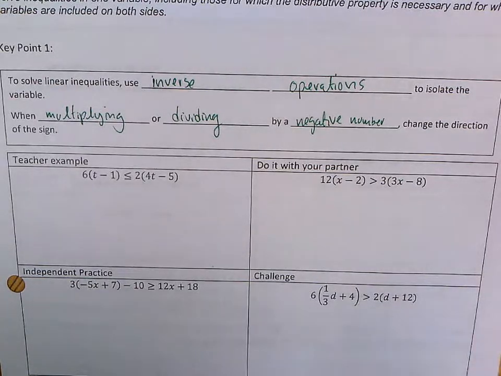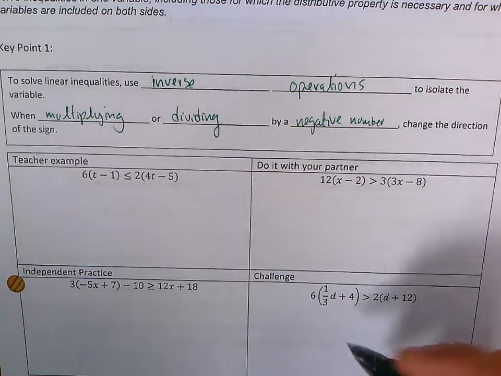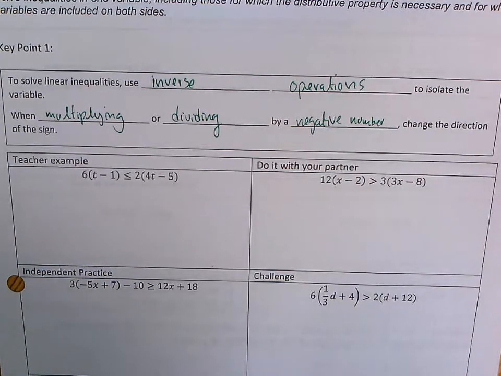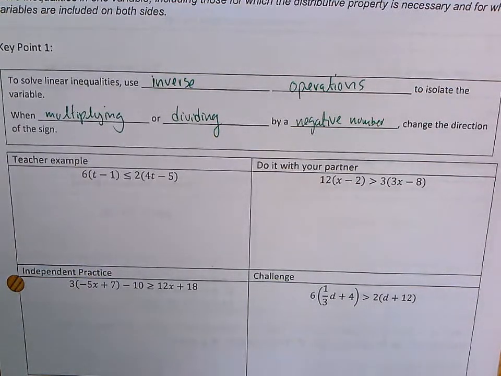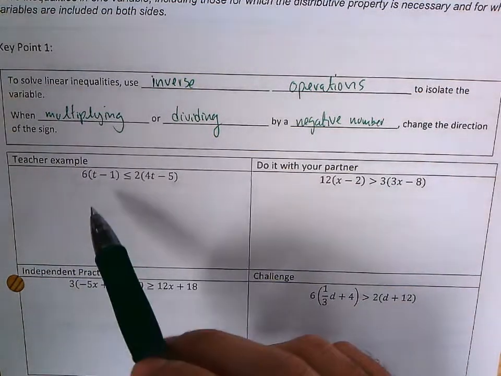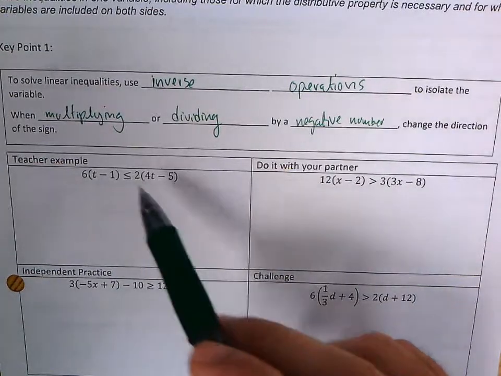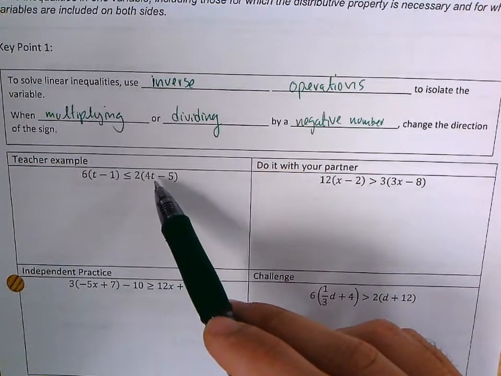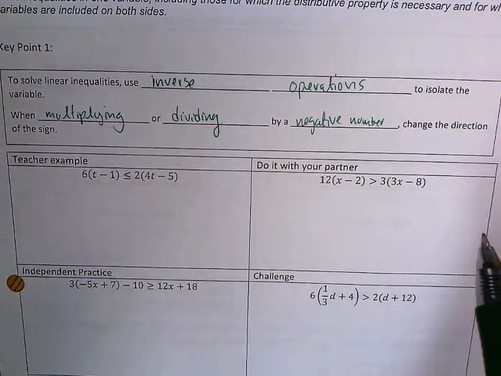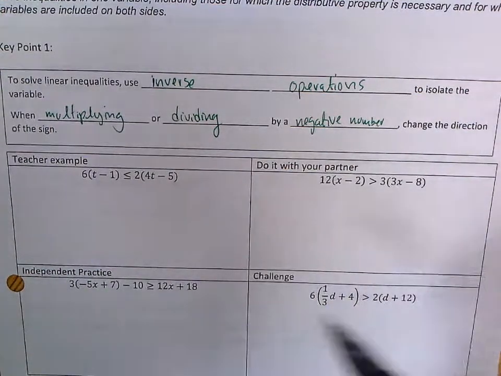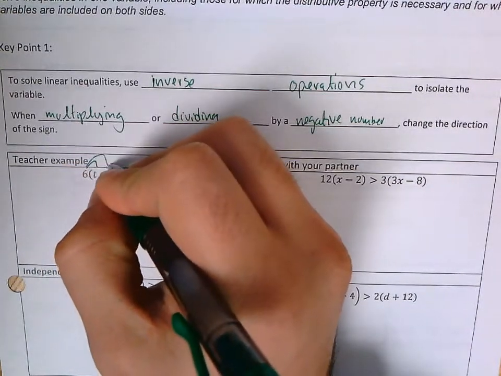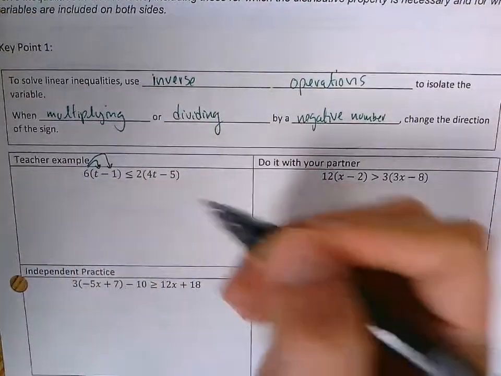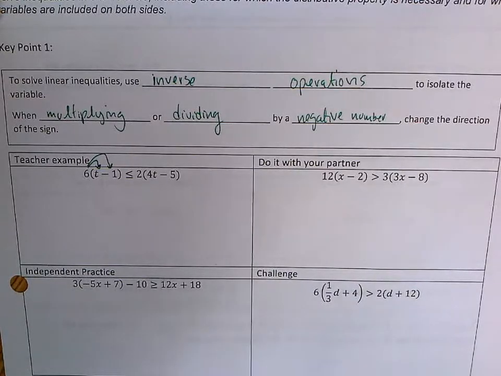I'm going to do a few problems here, and then do the challenging problem at the end. In this case, I have 6 times (t minus 1) is less than or equal to 2 times (4t minus 5). The first thing I can do in a problem like this is distribute. This is usually the easiest thing to do. Remember that when we distribute, we are multiplying.